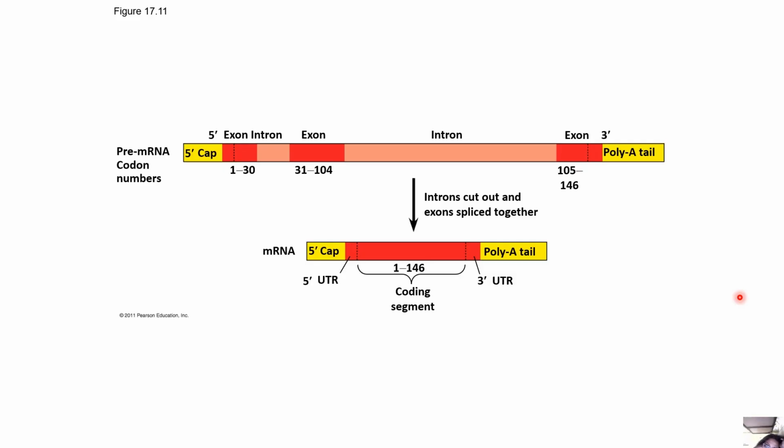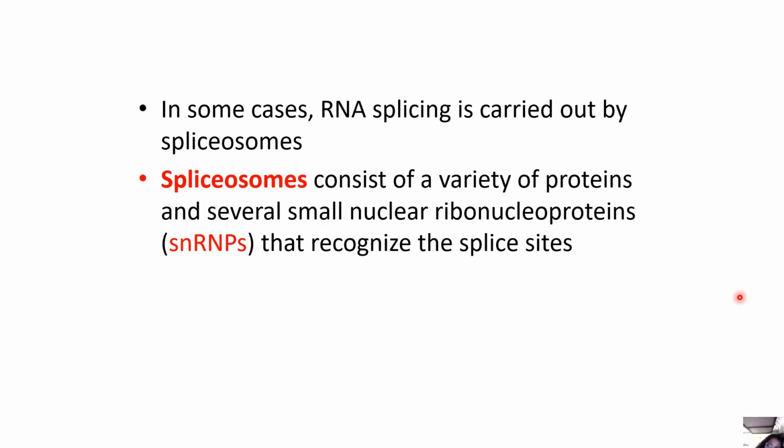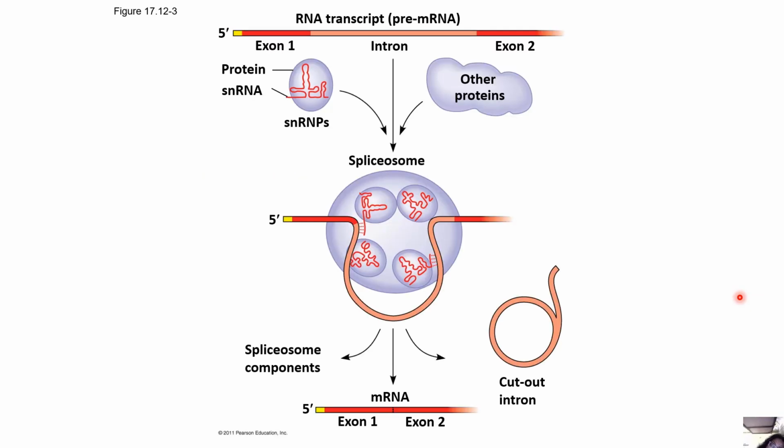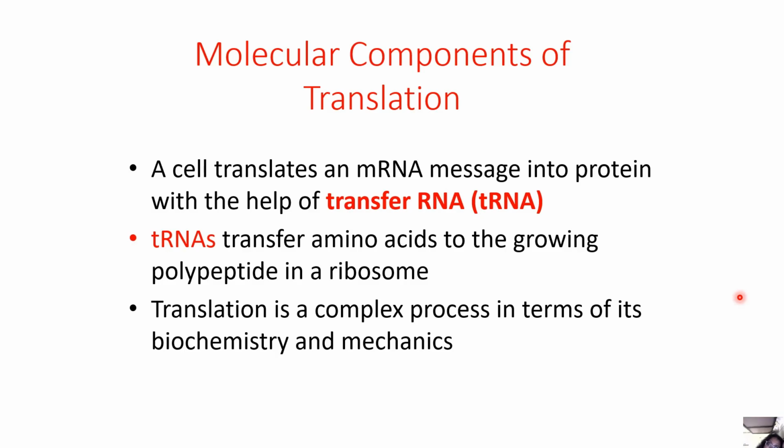Pre-mRNA, codon numbers, 5' exon, intron. You can see the 5' cap and the 3' poly A tail. In some cases, RNA splicing is carried out by spliceosomes. Spliceosomes consist of a variety of proteins and several small nuclear ribonucleoproteins, or snRNPs, that recognize the splice sites. RNA transcript, exon 1, intron, and you can see.